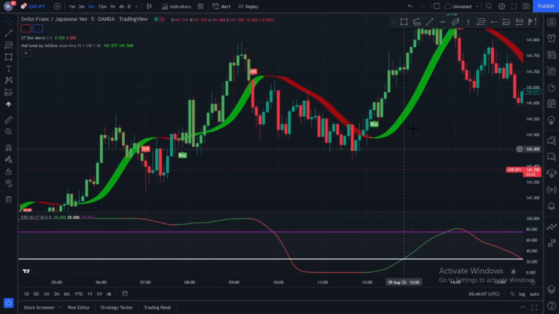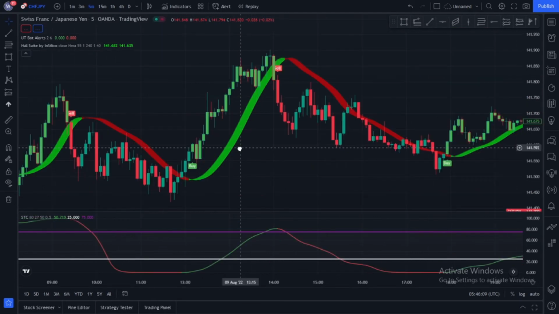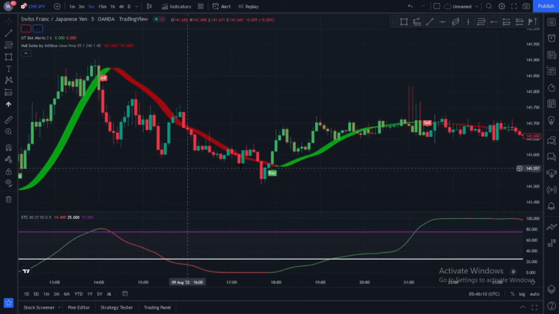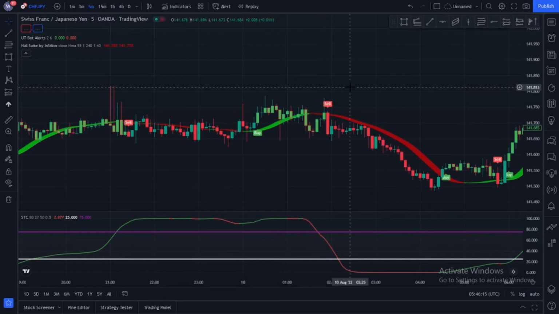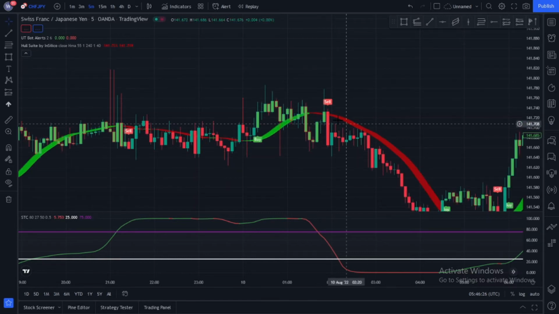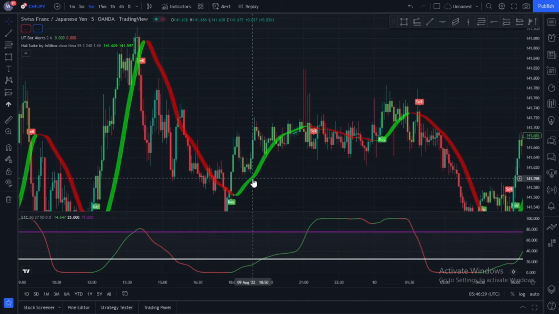For short positions: 1. The sell tag should appear. 2. The STC indicator should be red and above the purple line, and it should also be downward and approaching the purple line. 3. The Hull Suite indicator should be red. In this situation, we can open a short position.